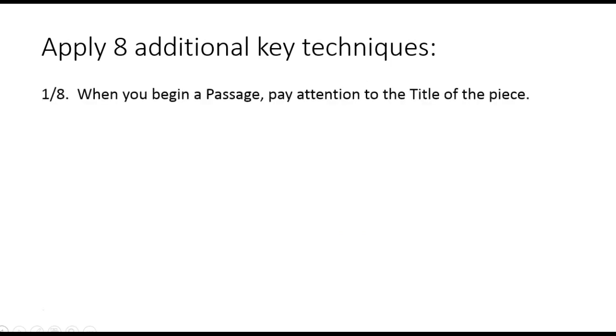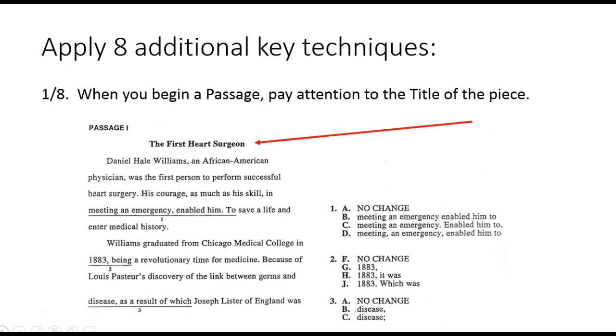Now, how do you get to 36? That's where these 8 additional key techniques come in, in addition to the grammar rules. When you begin a passage, pay attention to the title of the piece. Some questions require you to have a grasp of what's happening in the passage. A lot of times on English passages, in the first couple paragraphs, you don't know what they're talking about. It's not really clear. When you read the title, it gives context to everything. It's the first thing to pay attention to, and I'll often have students underline it when they start a passage.